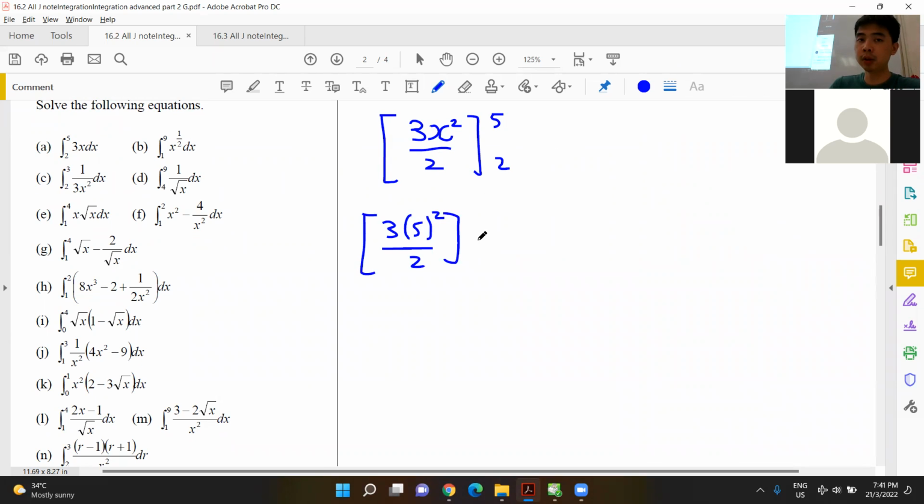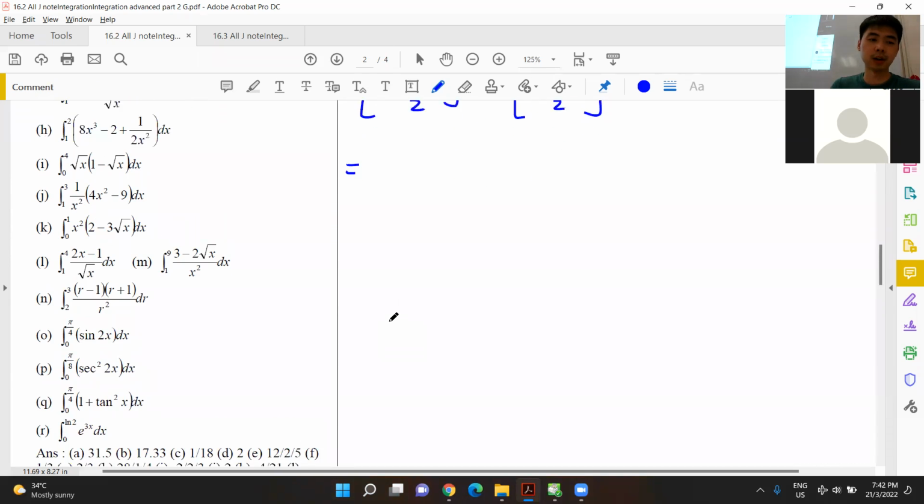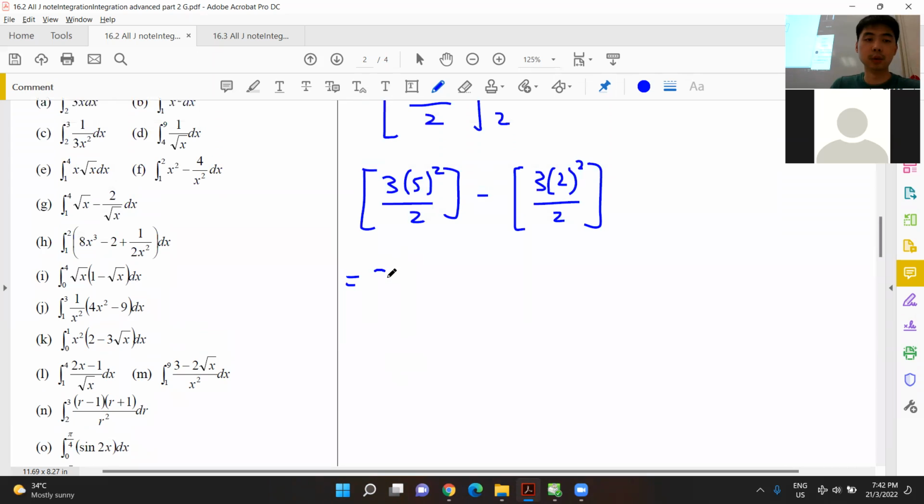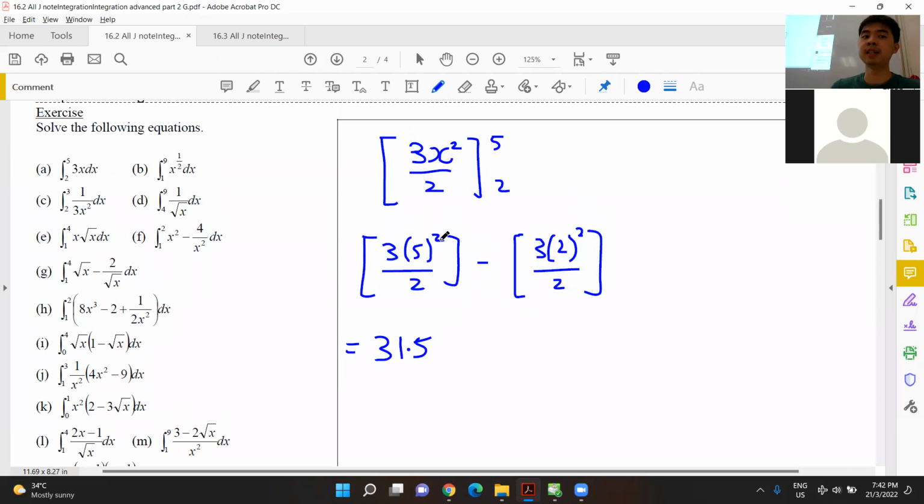And then in between, we're going to minus 3, 2 squared over 2, like this. Calculating the actual value here, I'm not going to calculate that, but you're supposed to get 31.5, okay? This is basically your integration with limits, okay?